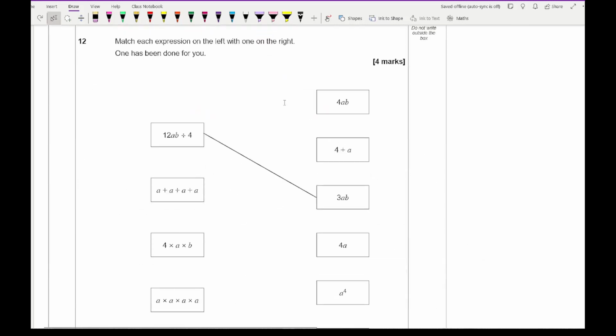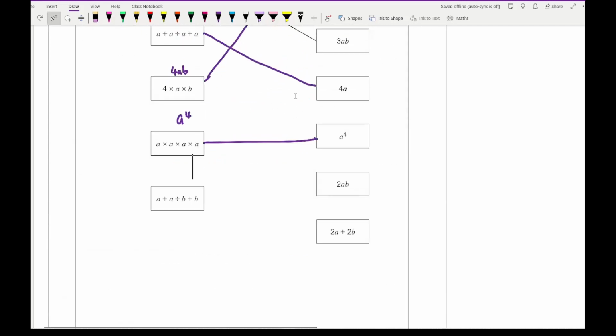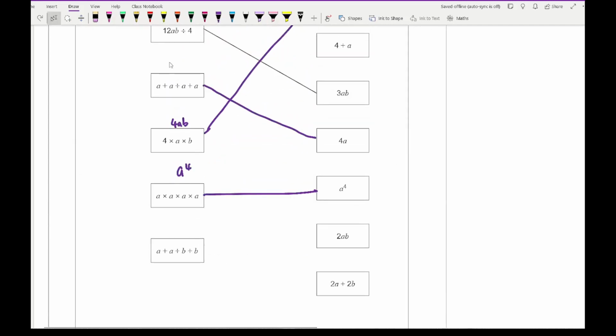The next question says, match each expression on the left with one on the right. The first one has been done for you. So this one here is a plus a plus a plus a, which is 4a. That's going to be going there. 4 times a times b is 4ab. So that is our top option. And a times a times a times a is a to the power of 4. And we've got one more. So we've got a plus b plus a plus b, which is 2a plus 2b, which again goes here.